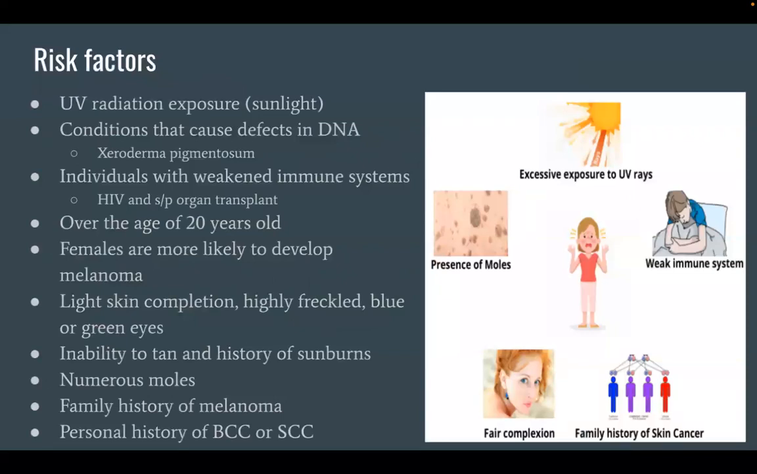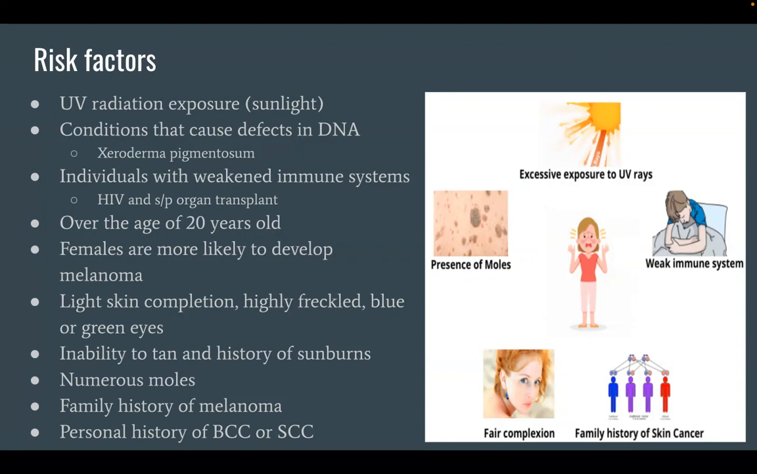The risk factors of melanoma include, like we said, exposure to sunlight or UV radiation. Also, you're more likely to develop melanoma if you have a condition that causes defects in DNA, such as xeroderma pigmentosum. Individuals with a weakened immune system, such as those with a comorbidity of HIV, or who are status post organ transplant. If you're over the age of 20 years old, females are also more likely to develop melanoma, and individuals with a lighter skin complexion who are highly freckled with blue or green eyes, and additionally blonde or red hair are more likely to develop melanoma.